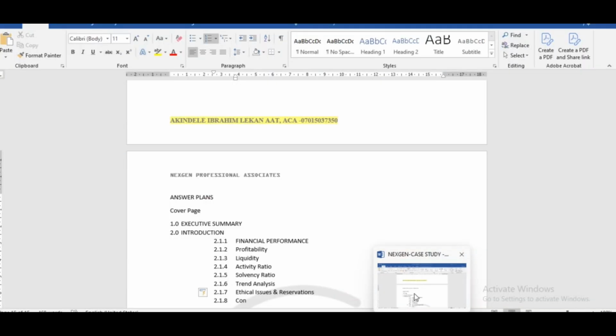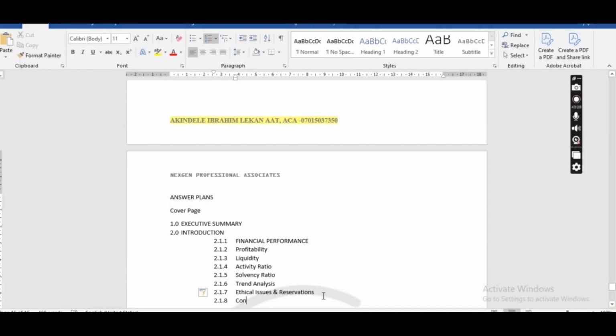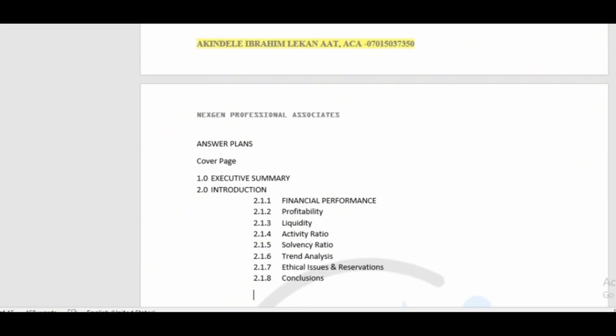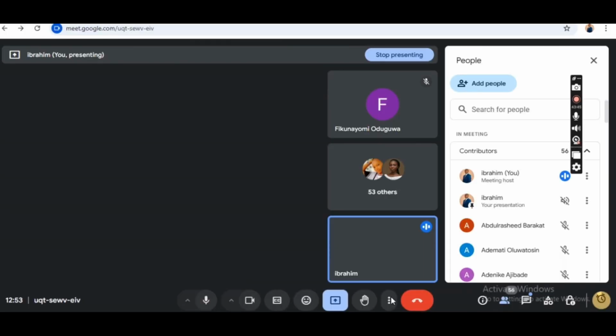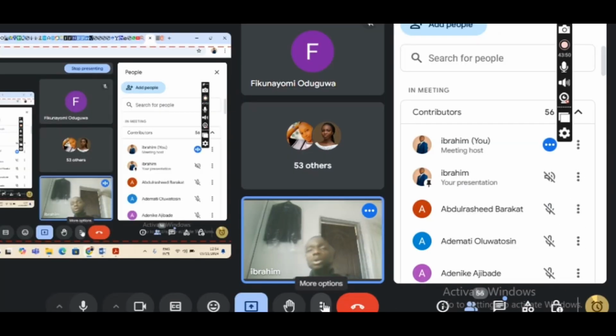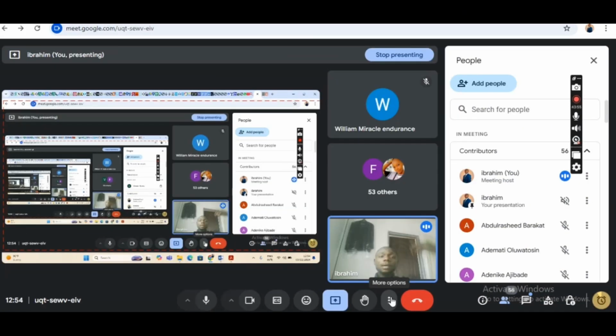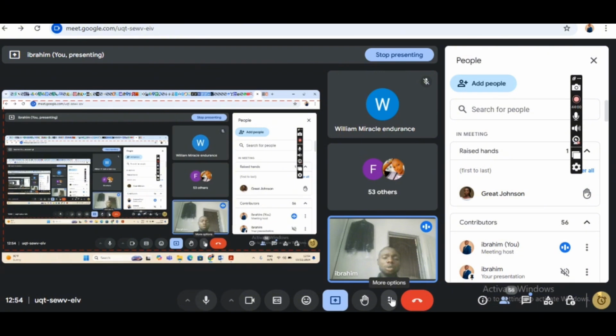Now, in your conclusion, what are you concluding on? You are concluding based on the ratios that you did. What is this conclusion, class? Conclusions are your findings. Another person may say, I will use conclusions, the other person will use findings, and the other may use observations. Anyhow, you can use conclusion, you can use observations, or you can use findings.